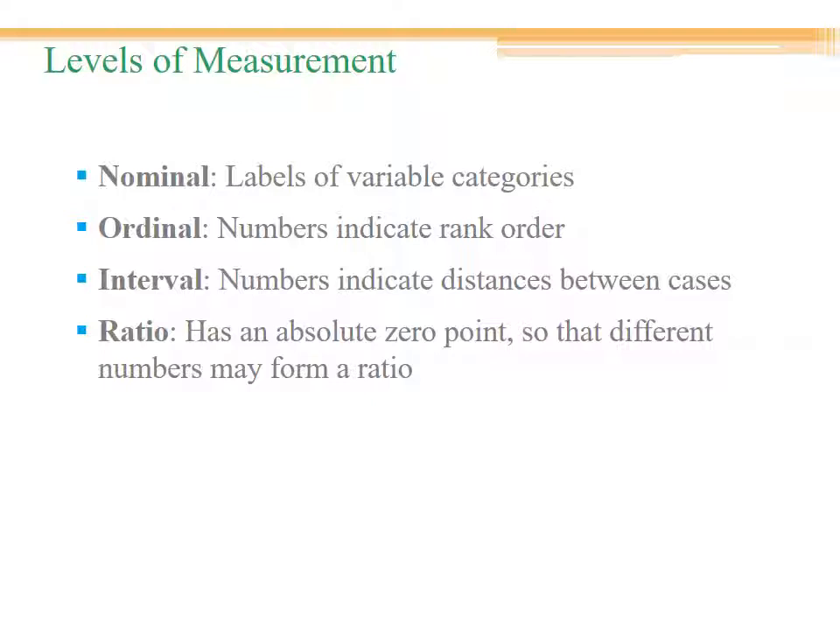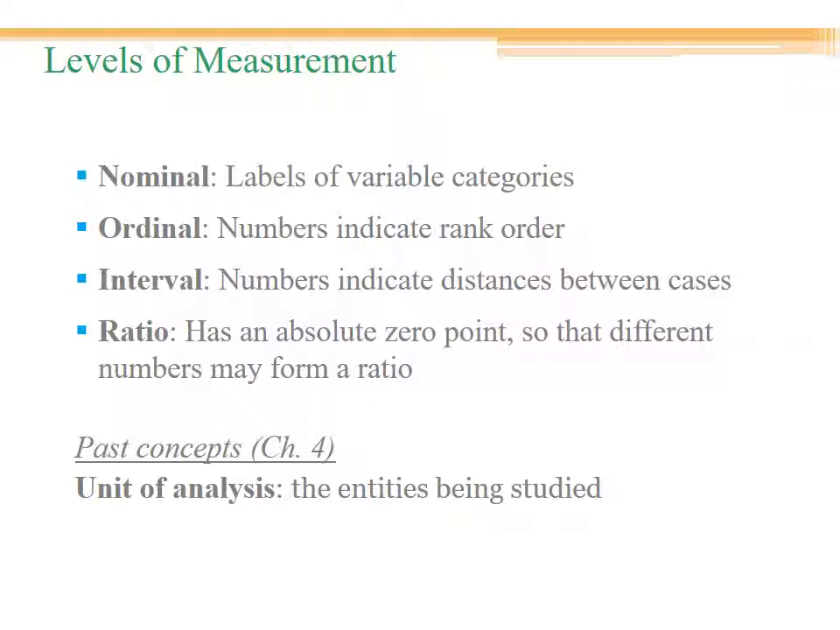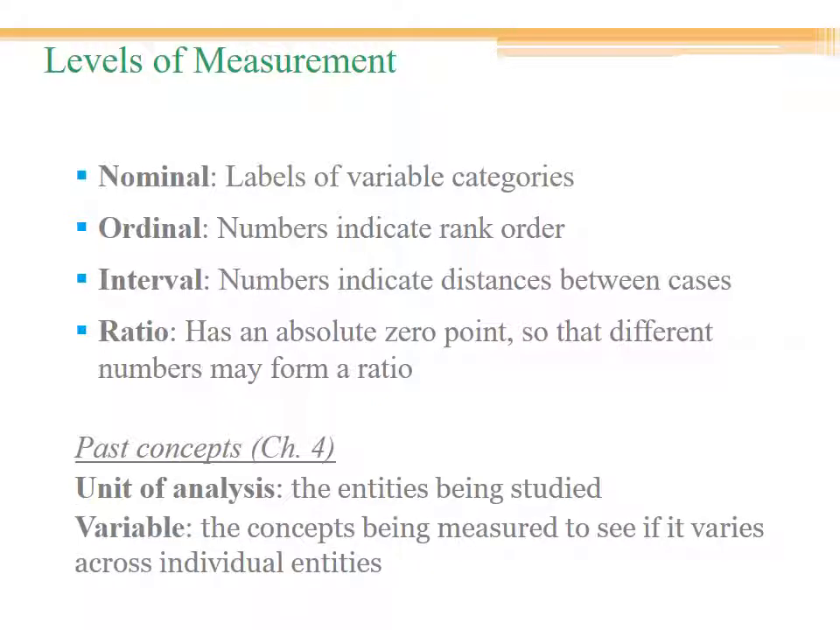Here's a good moment to review 2 past concepts that are relevant for levels of measurement: the unit of analysis and variables. If you remember, the unit of analysis are the entities being studied, and a variable is a concept being measured to see if there's variation across individual entities. So for example, in Dr. Bro's research, her unit of analysis was students, and the variables were sports participation and academic achievement. So she was looking for variation in those 2 variables from one student to another.